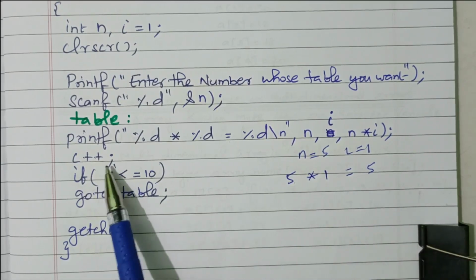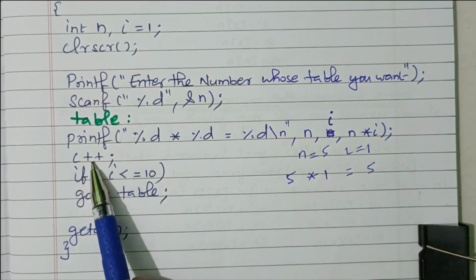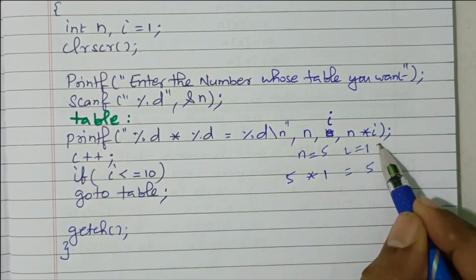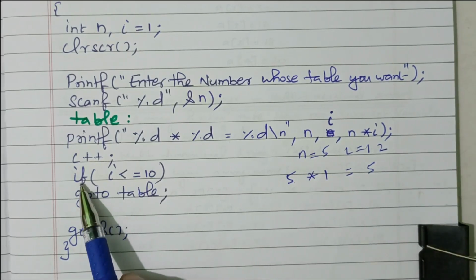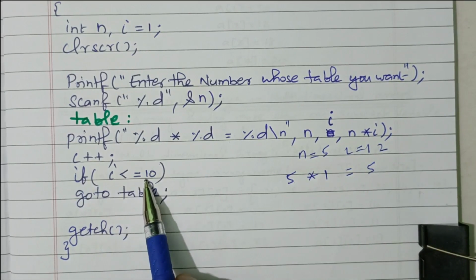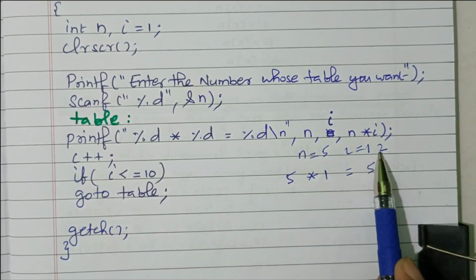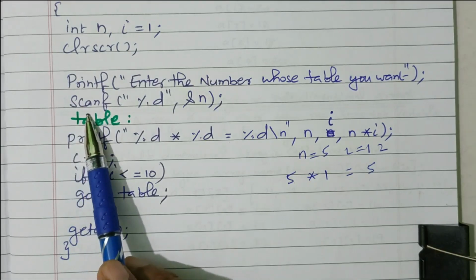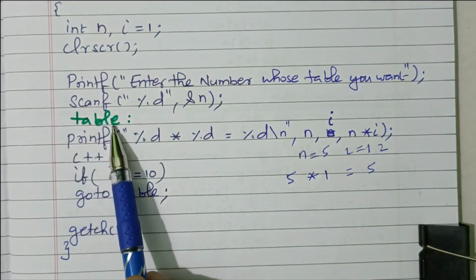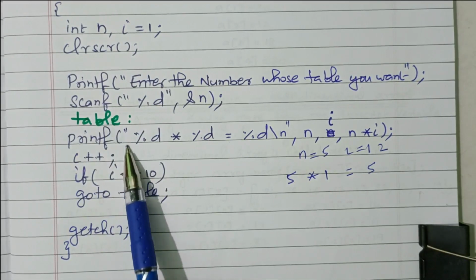After that what happens? i plus plus. Now i value becomes 2. The i value is increased to 2. Then we are checking one condition: if i less than or equal to 10. Yes, i is less than 10 only. Then what are we doing? goto label. We asked to go to the label. Label means again the same process repeats.